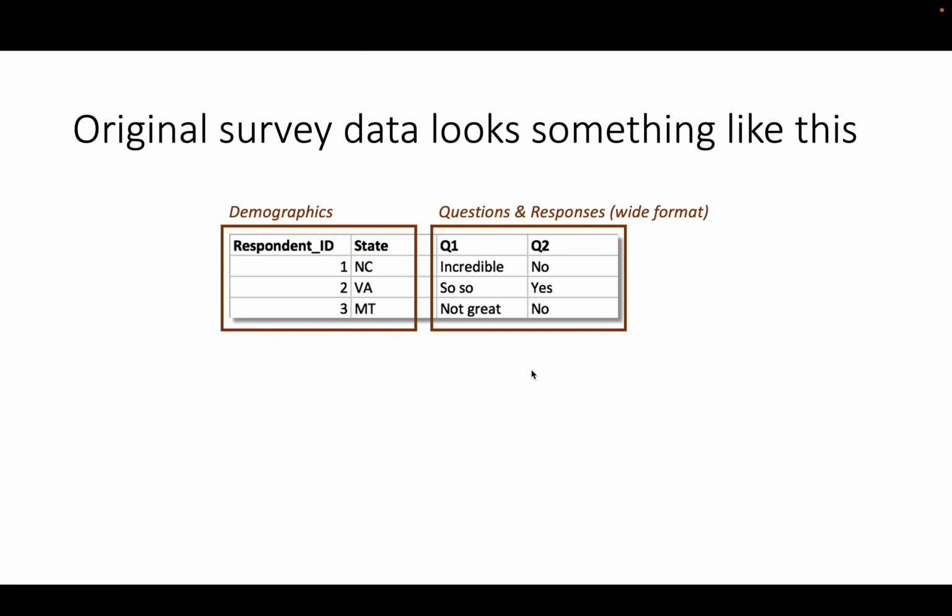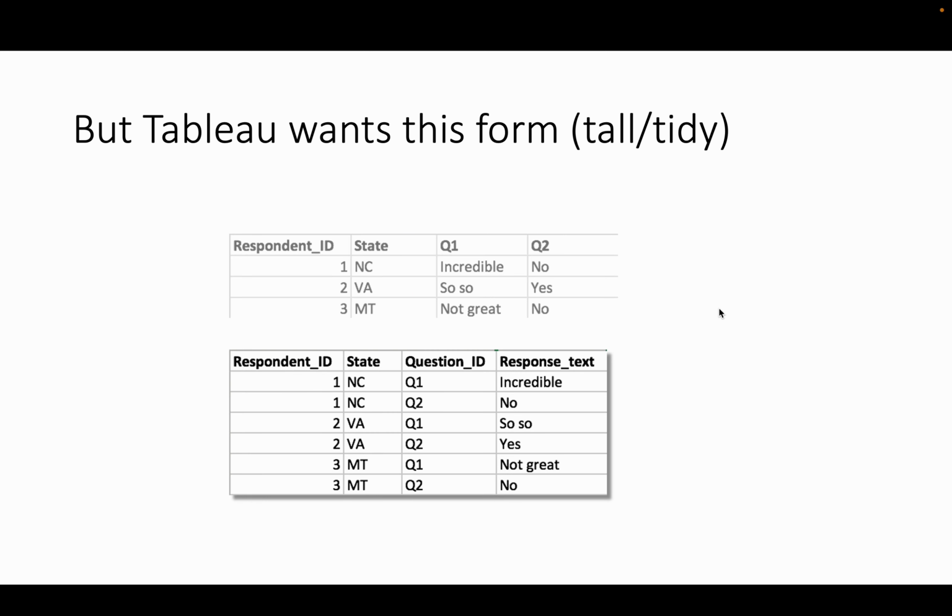And this is what we call wide format, where we have multiple questions spread across multiple columns. It's a really nice compact form for the data. It's nice to look at, it makes sense. But the problem is that Tableau wants a slightly different form that's not quite so efficient or good to look at, but it's really good for analysis and visualization.